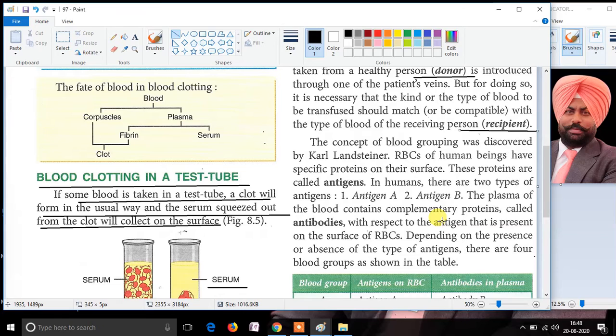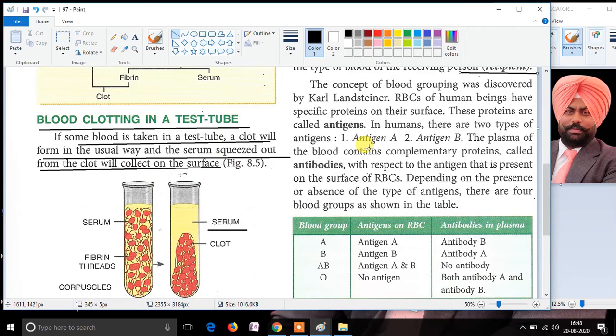Here we have to understand that any person cannot give blood to any person. This means only specific persons can give their blood to a specific other person. There are four different types of blood which we are going to discuss now, and these blood groups are blood group A, blood group B, blood group AB, and blood group O.